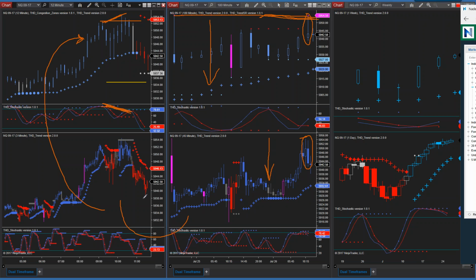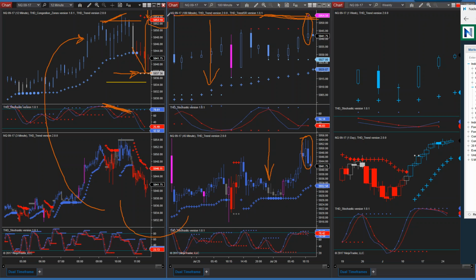Now, I could trade the 3-minute right into this 12-minute, but I also know that I have an issue right here with these congestion dots. When these congestion dots form, and that's what they're called, price usually comes down here and then it will go back and test this. Do you understand, Bill? So this would be my potential entry point.